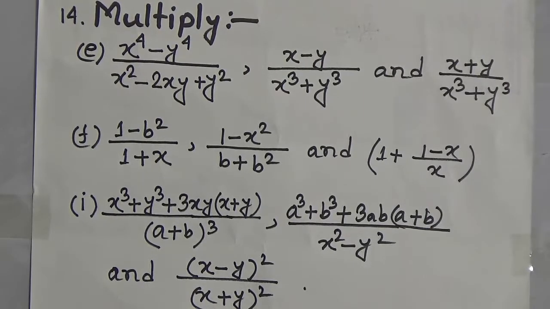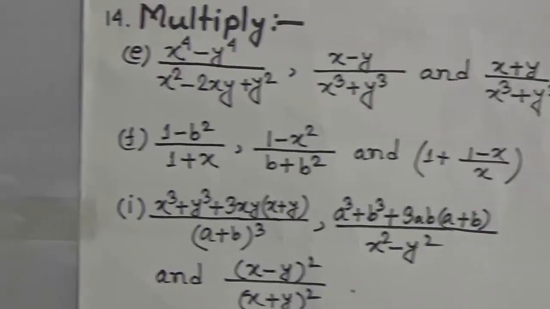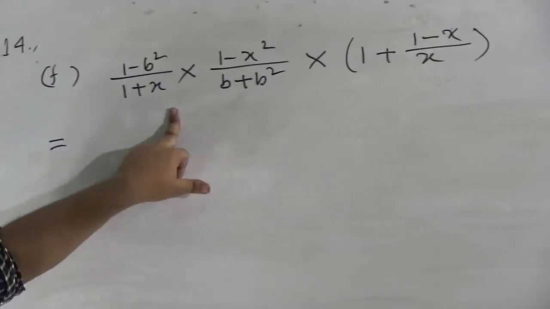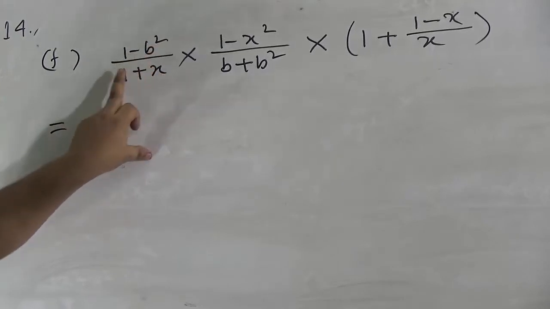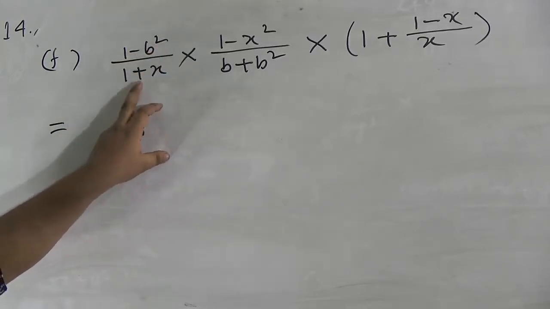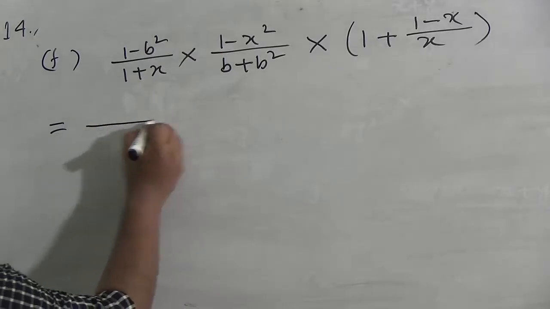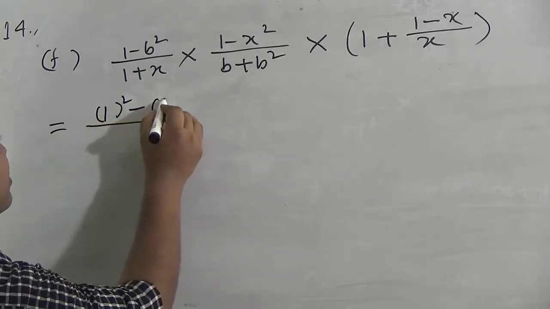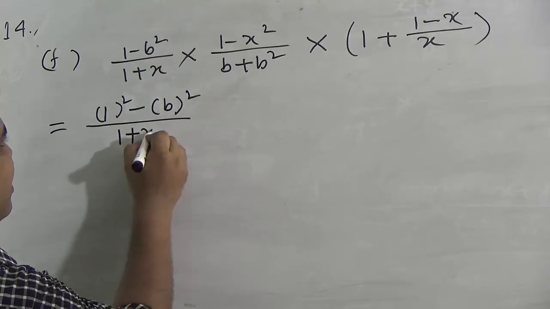1 minus b square divided by 1 plus x, multiplied with 1 minus x square by b plus b square, and multiplied with 1 plus 1 minus x divided by x. So first of all we resolve into factors of numerator and denominator. The first fraction is 1 minus b square divided by 1 plus x. So we resolve 1 minus b square into factors and 1 plus x remains same. That means 1 whole square minus b whole square divided by 1 plus x.